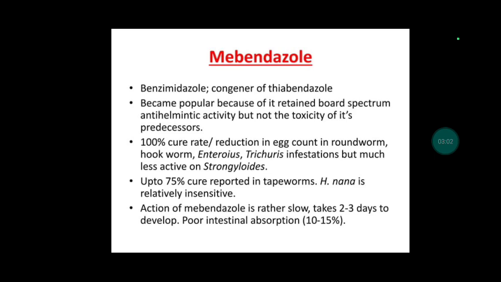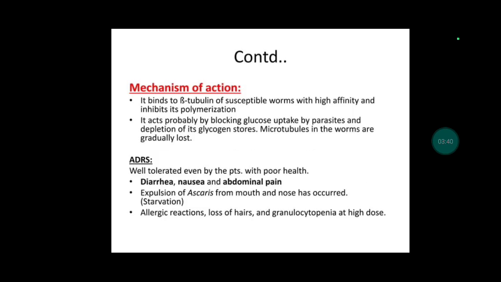Okay, so the first drug is mebendazole. It is a benzimidazole congener of thiabendazole, and became popular because of its retained broad spectrum antihelminthic activity but not the toxicity of its predecessors. 100% cure and reduction in egg count in roundworm, hookworm, and Trichuris infestation, but much less active on strongyloides. Up to 75% cure is reported in tapeworm. H. nana, Hymenolepis nana, is relatively insensitive. Action of mebendazole is rather slow. It takes 2 to 3 days to develop, and it has poor intestinal absorption.